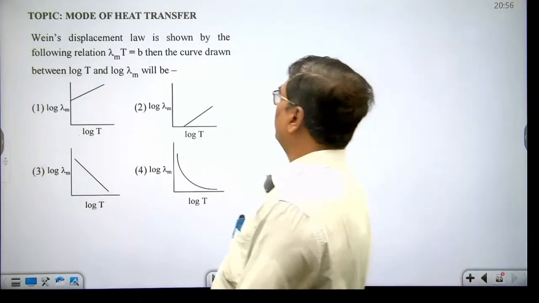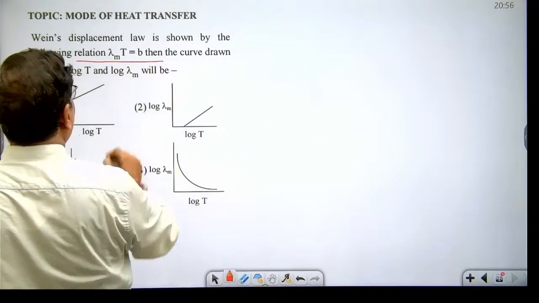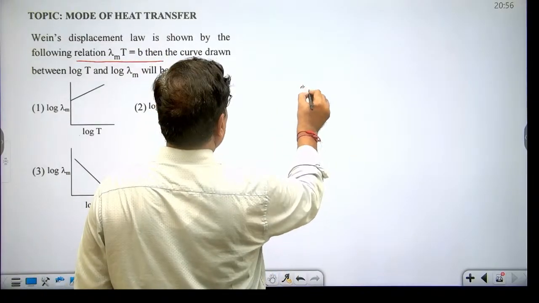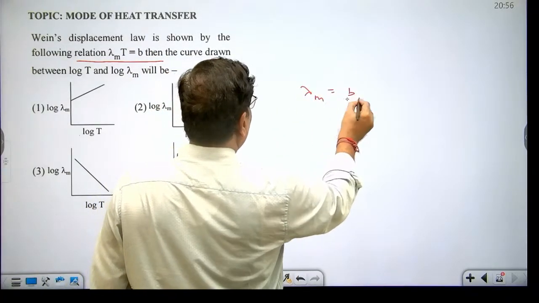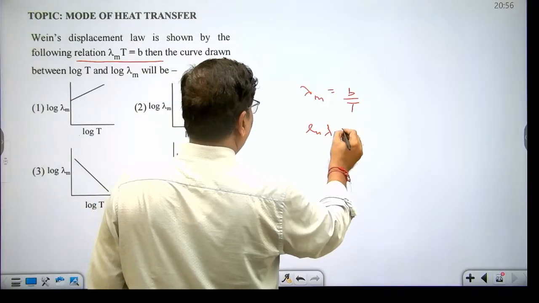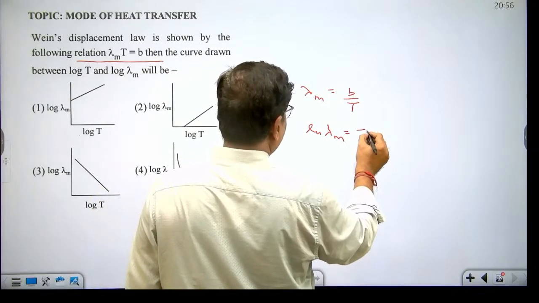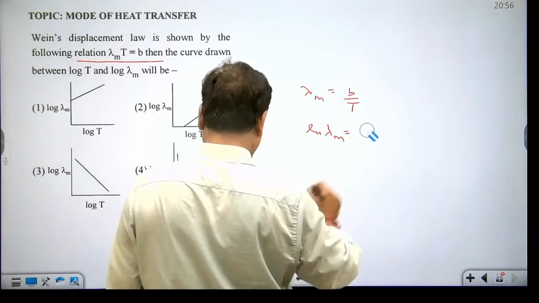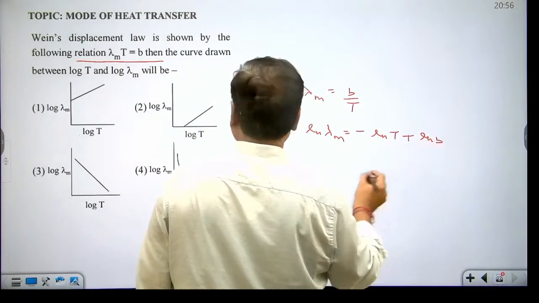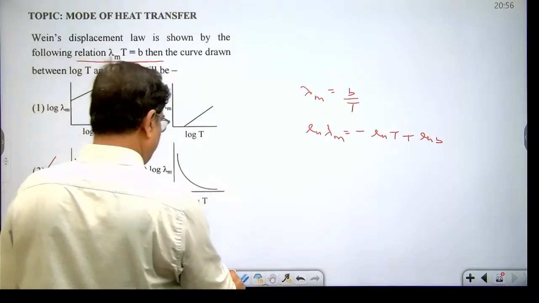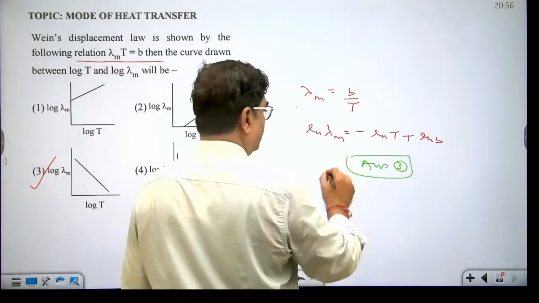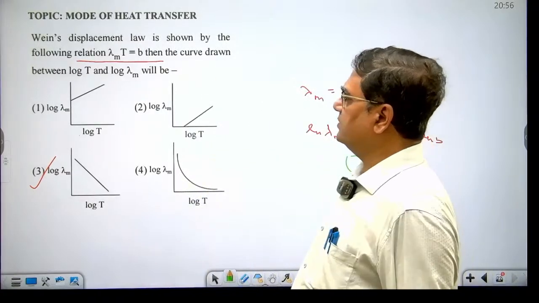Wien's displacement law is shown by the following relation: lambda m T equal to b. Then the graph between ln T and ln lambda m will be: ln lambda m equal to minus ln T plus ln b. So the graph is this. Option 3 is the correct answer. Out of 4 choices, the correct answer is option 3.